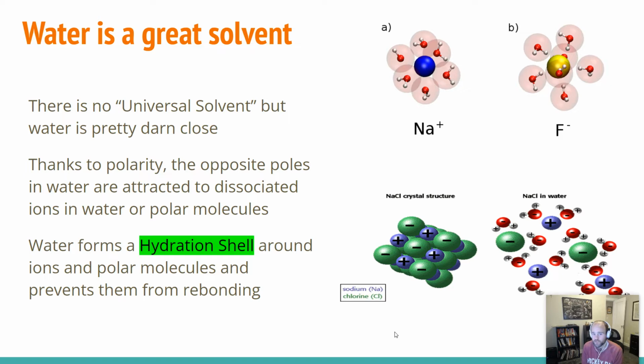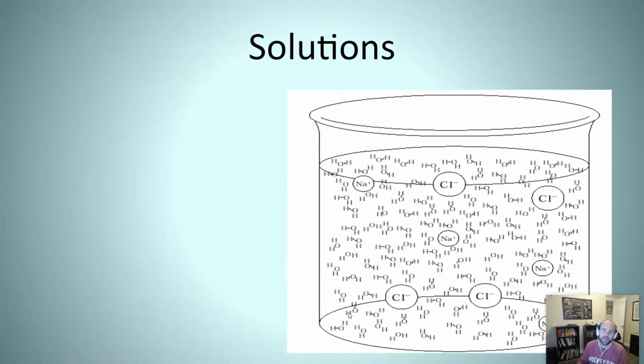So, opposite poles in water are going to help dissociate molecules into ions. And then the positive and negative sides are going to be attracted to those positive and negative ions, and they're going to form a hydration shell around either polar molecules or ions, and this is going to prevent them from rebonding and kind of surround them with a protective sphere of water, or a hydration shell.